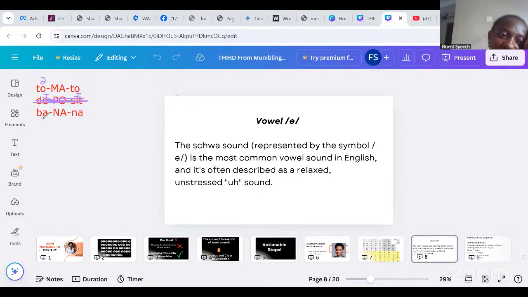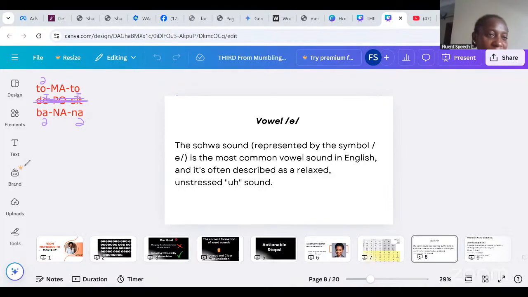Then we have banana. There are 2 schwas in the word banana. In a word, we can have more than 1 schwa. We can even have more than 2 schwas. It depends on how long the word is. So we have tomato, we have banana.